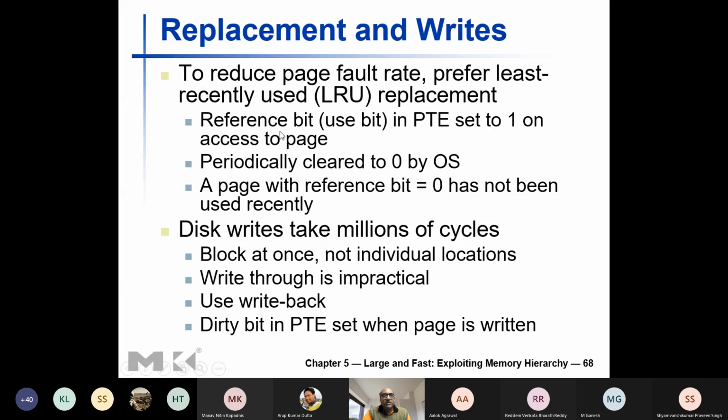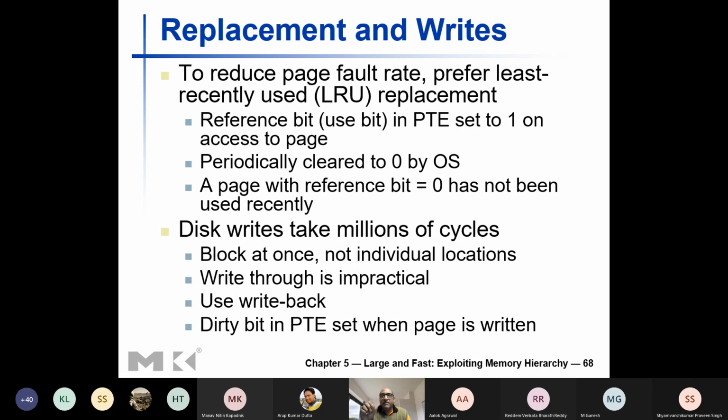That way you can maintain the recent usage of the pages. Based on that, the specific page will be picked up and replaced with the desired new page. So that is the use of the reference bit. So we have seen that this is another control bit that is used in the page table along with the valid bit, right? The reference bit. And there is one more bit, you are already aware of that. It's nothing but the dirty bit, right?